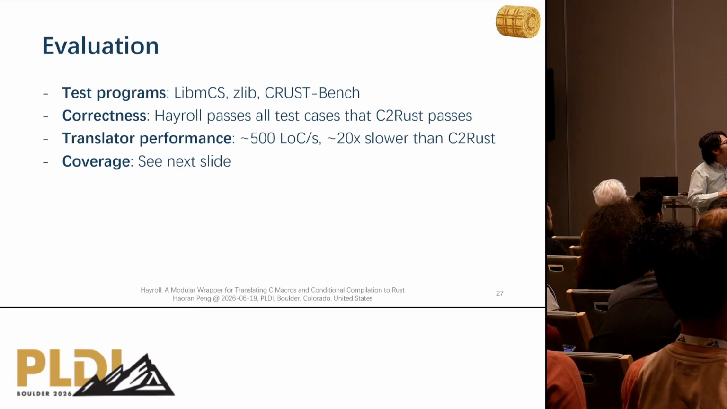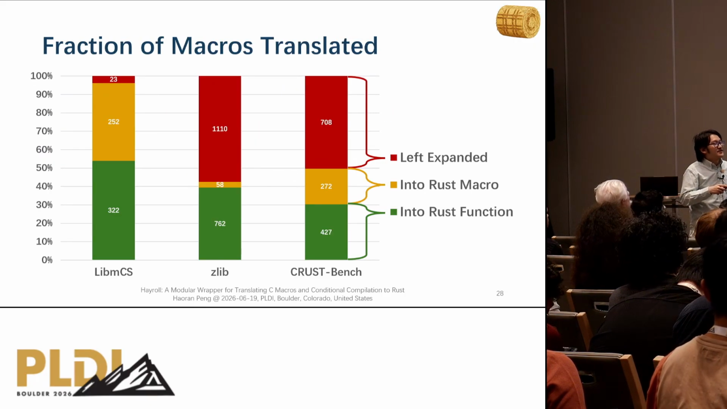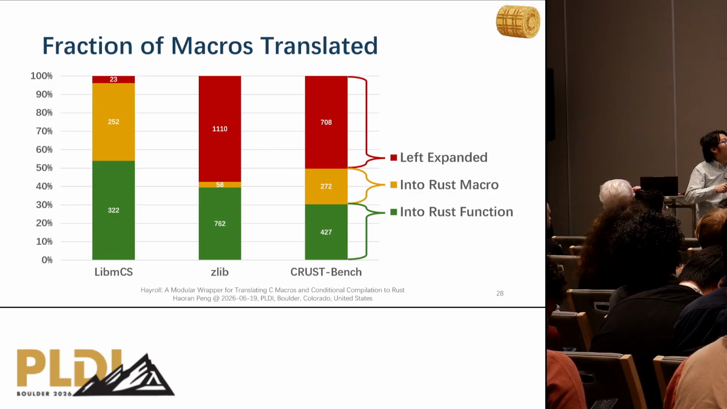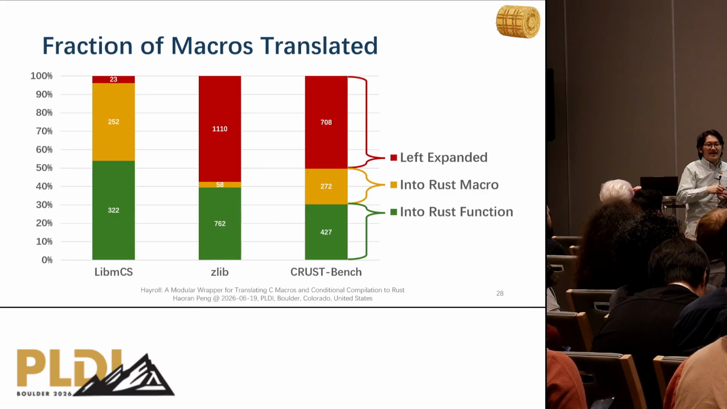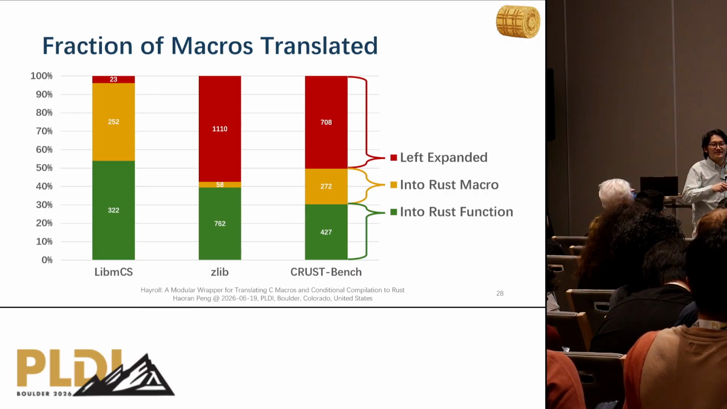And with regards to coverage, this is the fraction of macros we're able to translate. So overall, we were able to translate over 50% of the macros in these three libraries. And there's a huge difference between different libraries because people use macros in very different styles.